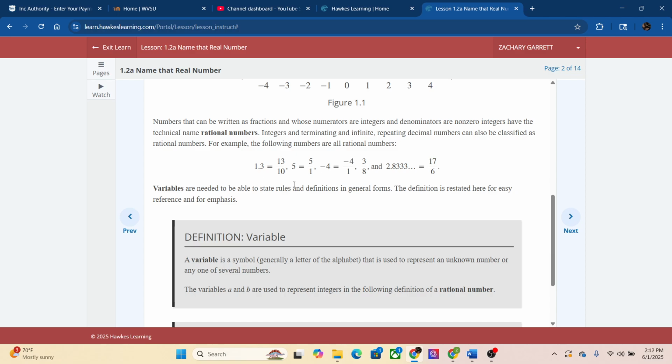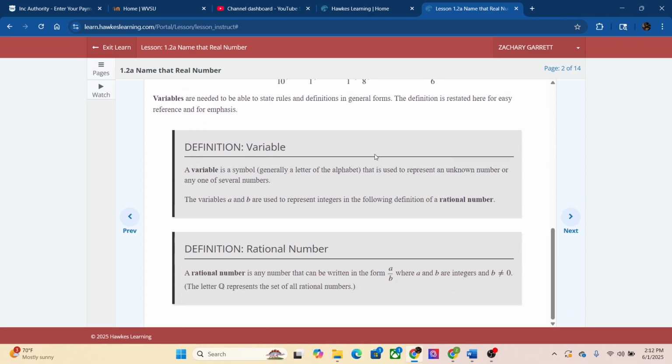Rational numbers can be written as two integers over top of one another, as seen here. So we have 1.3 equals 13 over 10, 5 equals 5 over 1. Any number in algebra can be written as that number over 1. -4 equals -4 over 1. We see that example right here. 3 over 8 and 2.8333 equals 17.6.